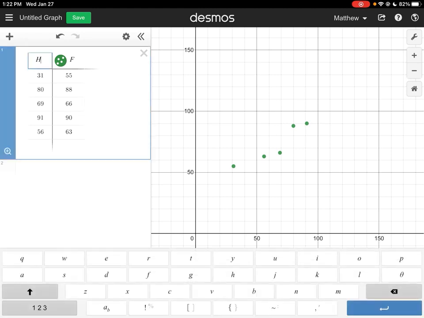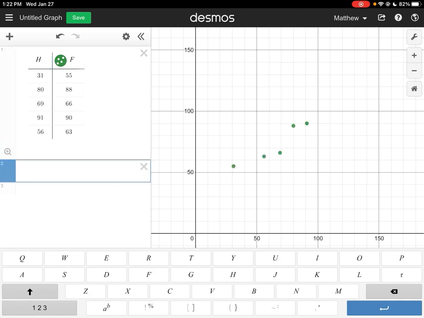I changed the name of the headers, by the way. You can do that. It defaults to X1, Y1, and I just put in anything I want. I put in H for homework and an F for final. Now we want to make the regression line.